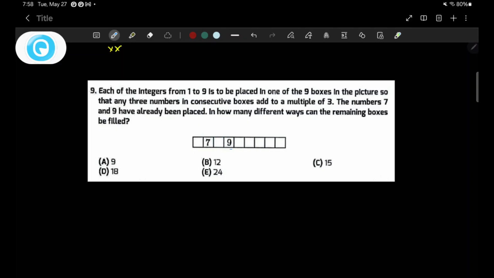Now 9 and 7, what is remaining here is, so the answer 9 plus 7 gives us is 16. Okay, so this gives us 16. For this to become a multiple of 3 I must add 2 here.